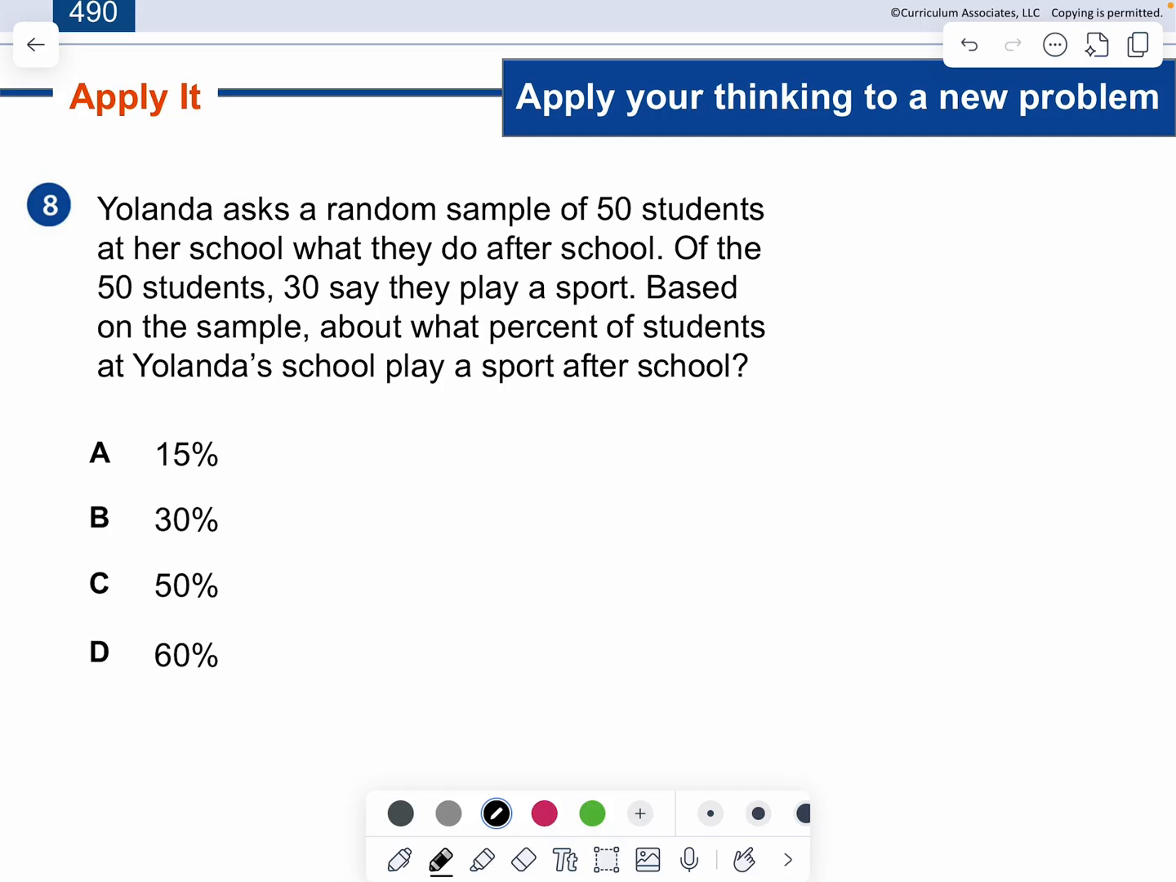Number 8, Yolanda asks a random sample of 50 students at her school what they do after school. Of the 50 students, 30 say they play a sport. Based on the sample, about what percent of students at Yolanda's school play a sport after school? So 30 out of 50. What is that as a percent? If you remember your fractions that you were supposed to learn, you don't even need a calculator. 60%.